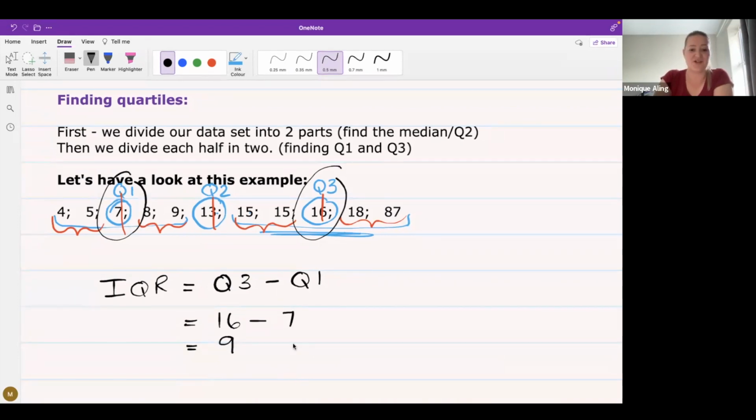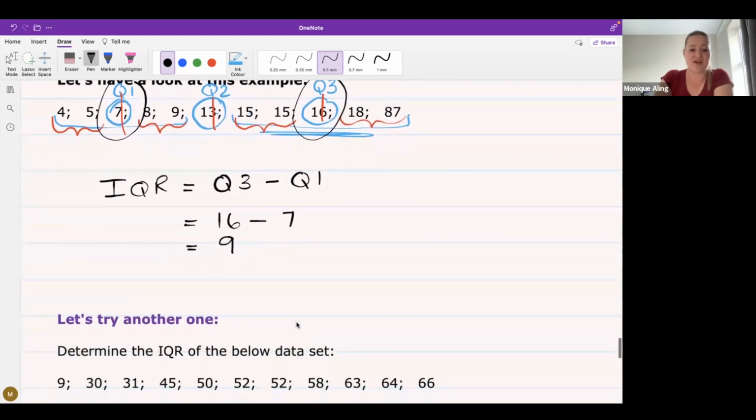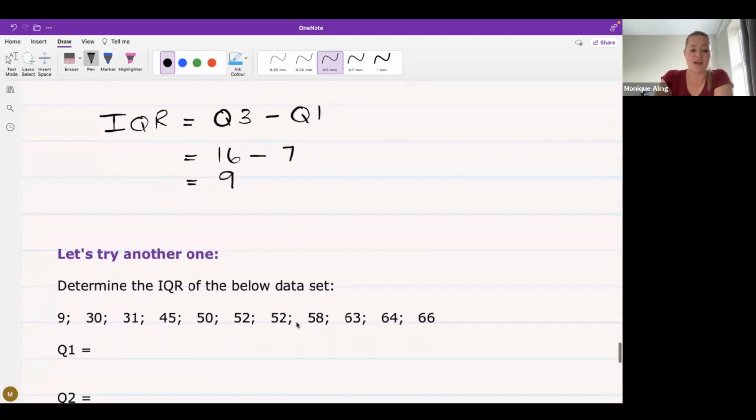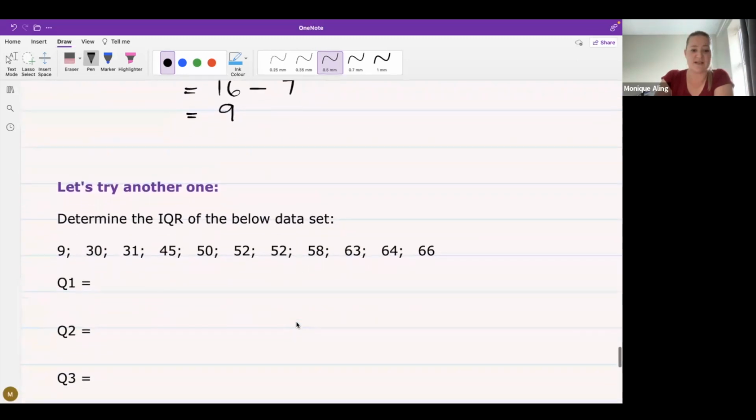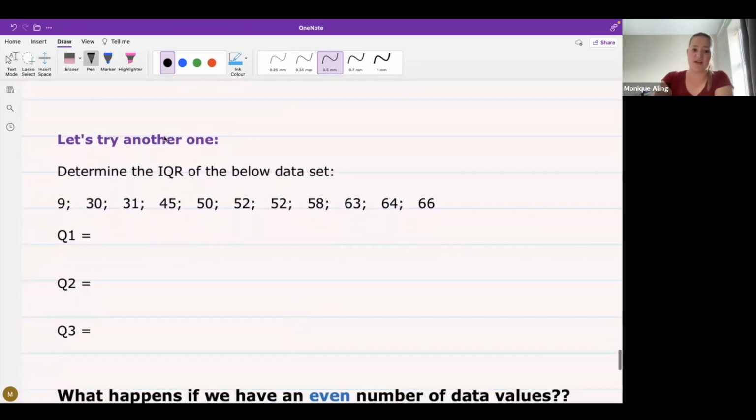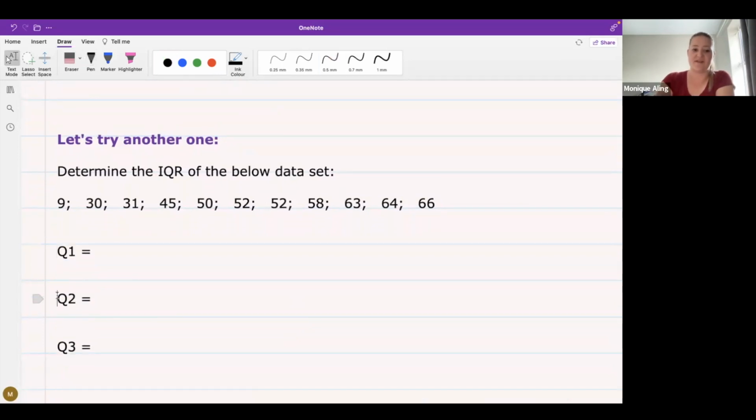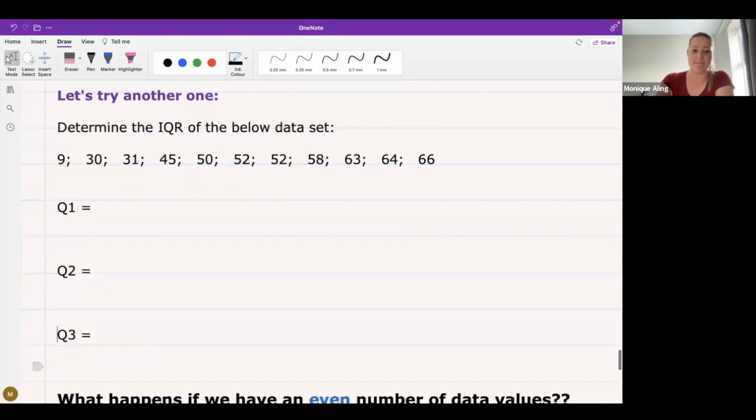Okay. Let's try one by ourselves quickly. Let's try another one. Determine the IQR for the below data set. So it's already in order, so you don't have to worry about that. You can just focus on getting your quartiles. Lucia, start by getting the median first. Do that. That's your starting point. Find out the median, and we'll take it from there.